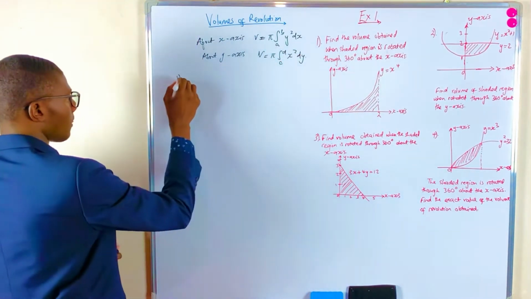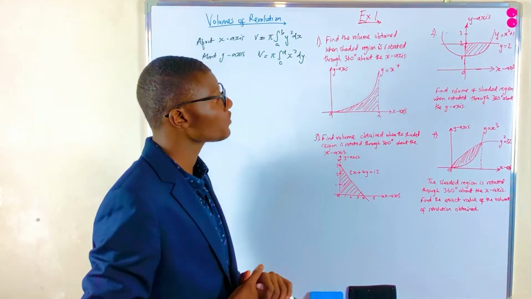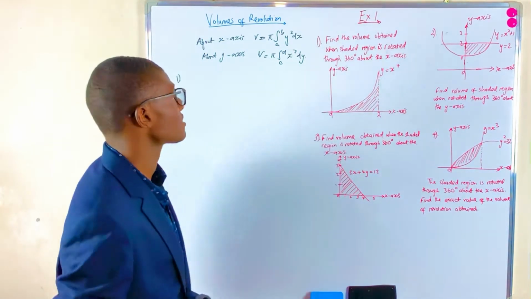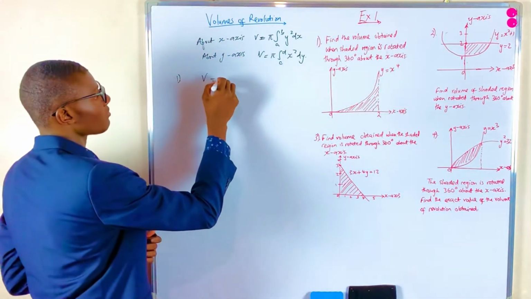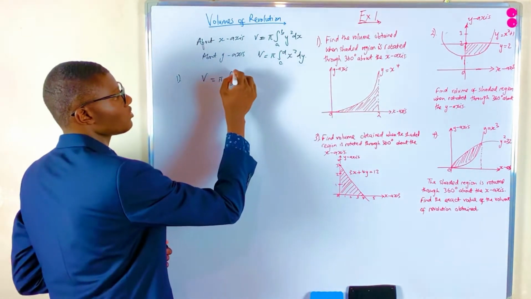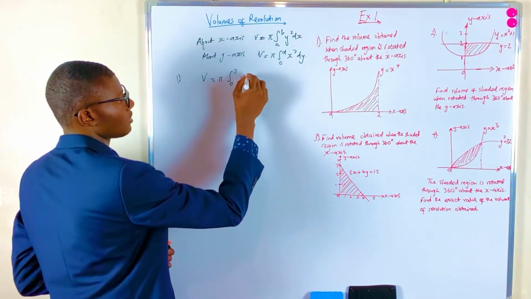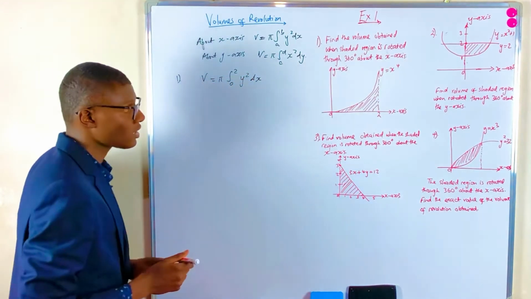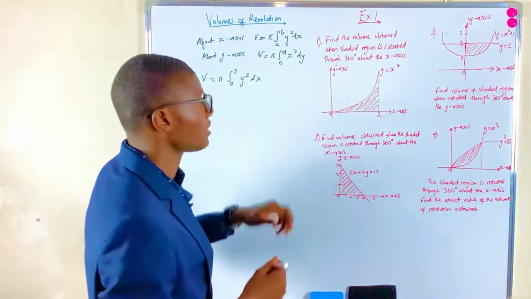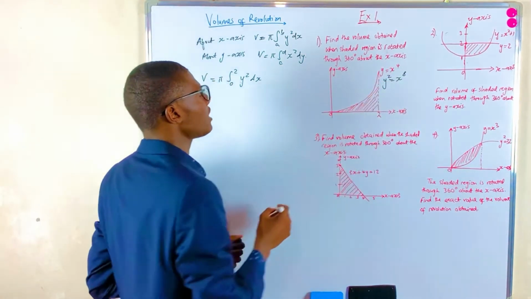Number 1 says find the volume obtained when the shaded region is rotated through 360 degrees about the x-axis. So about the x-axis, we say V is given by pi integral from a to b, which is from 0 to 2, of y squared dx. But now we've got y being equal to x to the power 4, and we need y squared. So y squared would be x to the power 4 squared, which is x to the power 8.